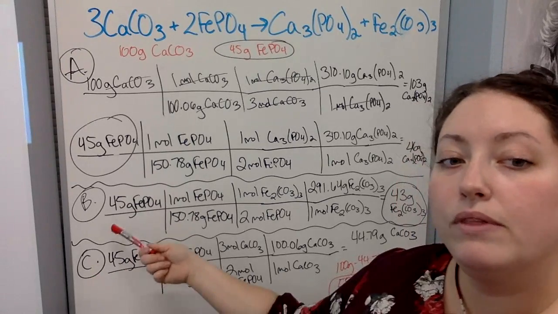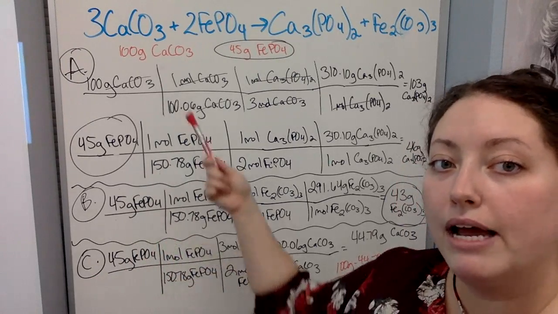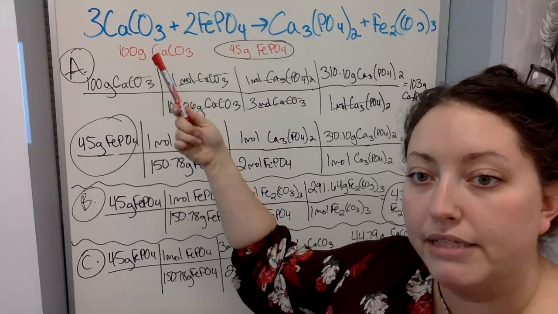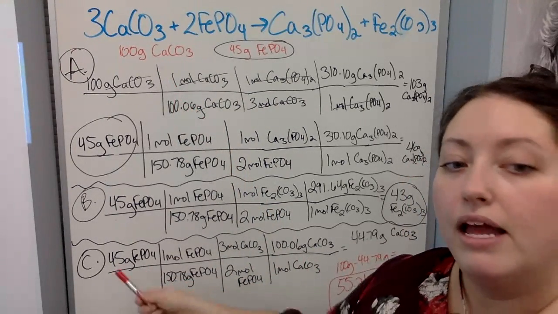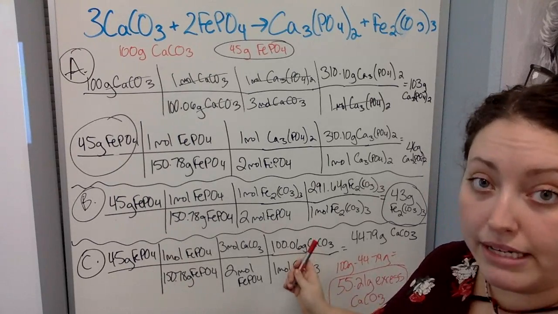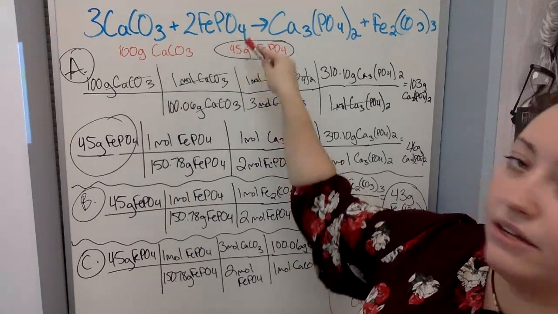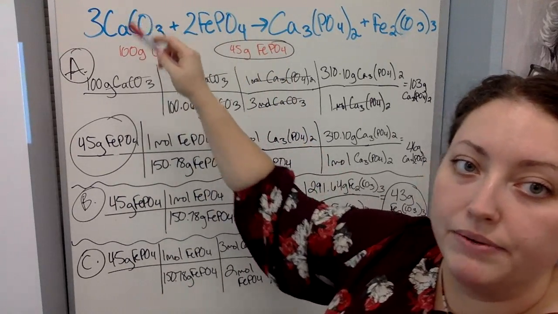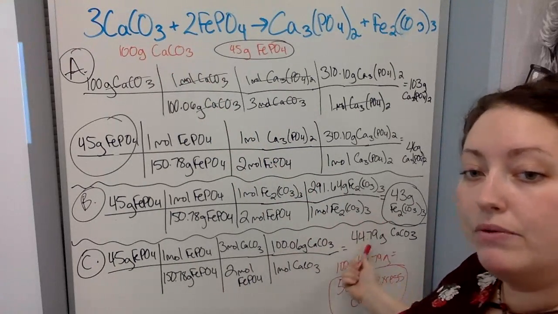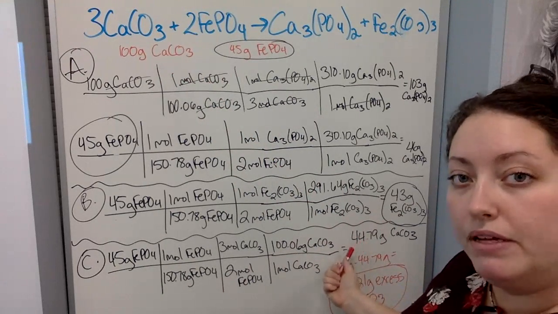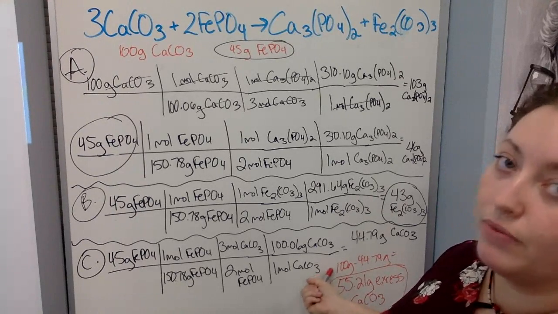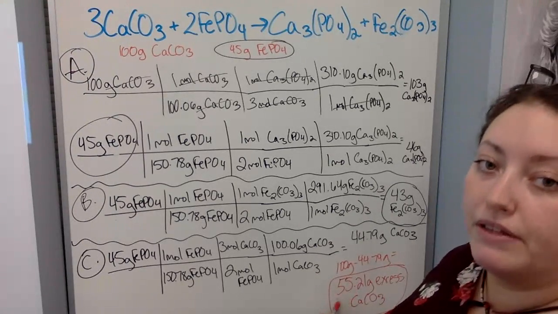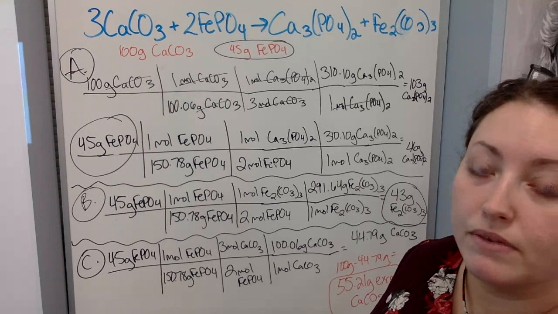For C, since we know that this is limiting us, we're going to have something left over of the other reactant. So you're going to start with your 45 grams of iron phosphate and convert that into the other reactant. We know this is our limit, and this is our other reactant that we started off with. That will tell you how much you're going to use up of the other reactant. Then the last step is to find the difference between what you started with and what you're going to use up, to find the total that's left over.